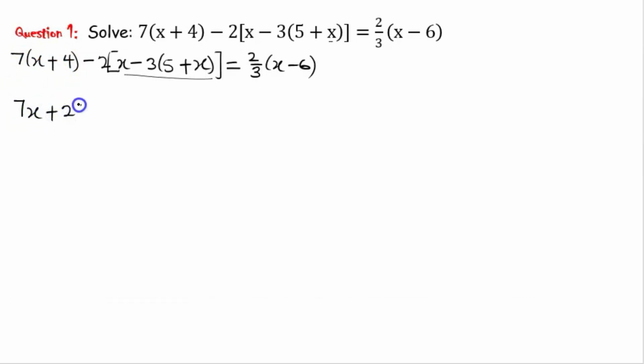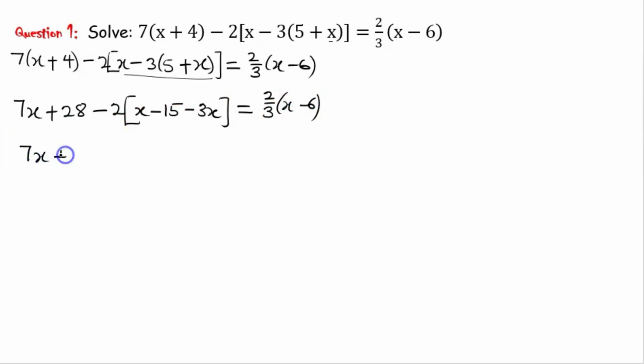plus 28. So we can just wait a little while we tackle what we have in here. This is going to give us negative 15 and also negative 3x. Alright, so we have this to be 2 over 3 into x minus 6. So when we do that properly, we are going to have x plus 28.